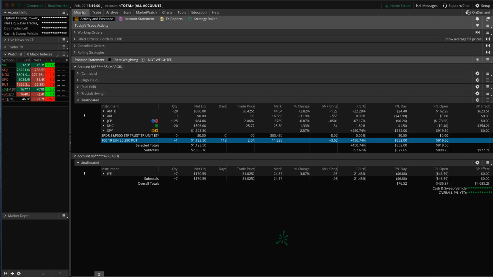Let's go ahead and go to the monitor page. I've closed up to conceal most of my other positions here just so I can show you the put that I bought.